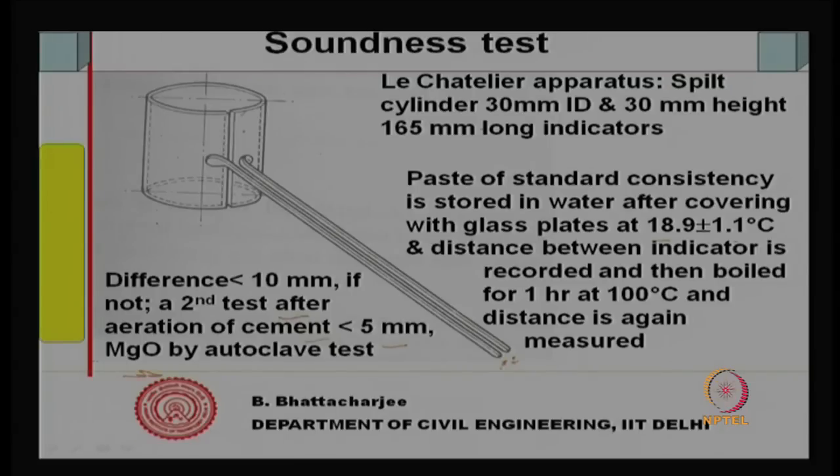Free magnesia is tested by the autoclave test. So, you put it under pressure and high temperature, cure it at high temperature, and using that autoclave test you can determine magnesia. Not very common, but this test is relatively common.